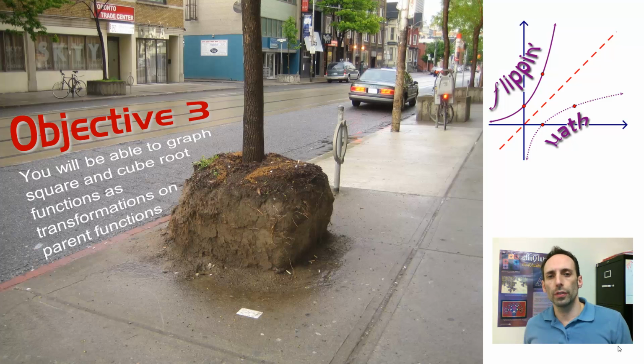Okay, so in Objective 3, what we're doing is being able to graph square root functions and cube root functions as parent functions and then do transformations, you know, good old-fashioned SRT transformations on it. So in this picture here, you can see, obviously, this tree has a cube root. That's pretty clever. And it looks like this was taken in Canada. So it's kind of an international lesson today.